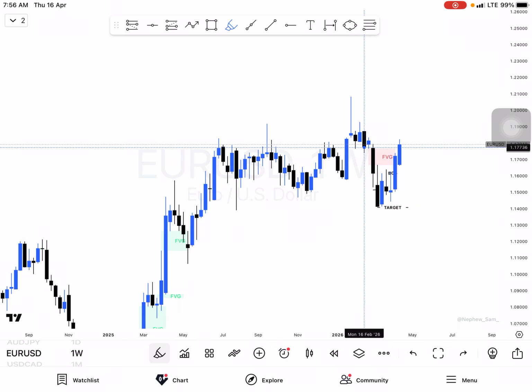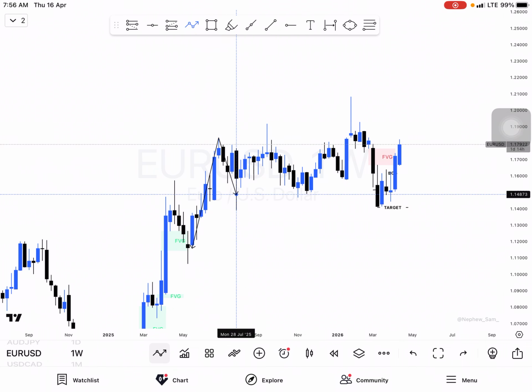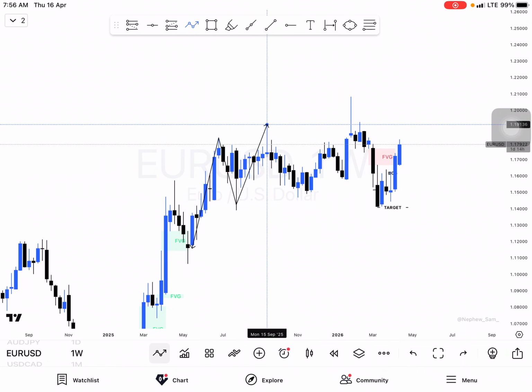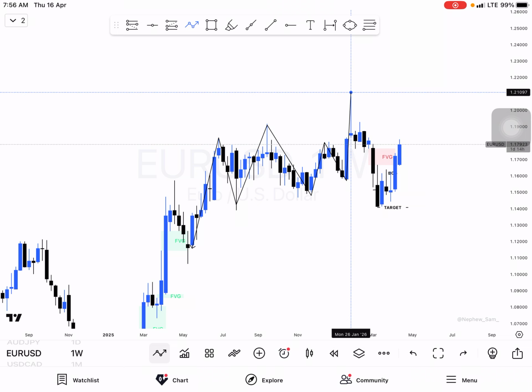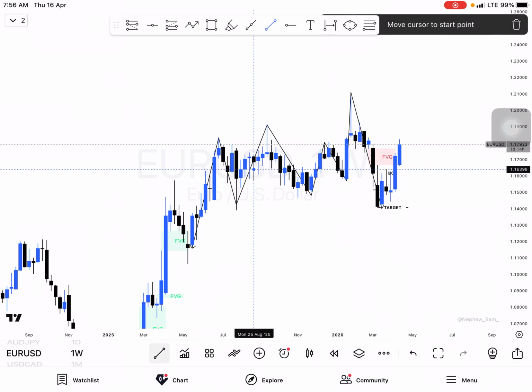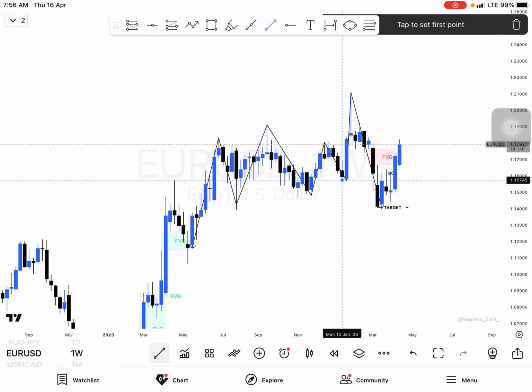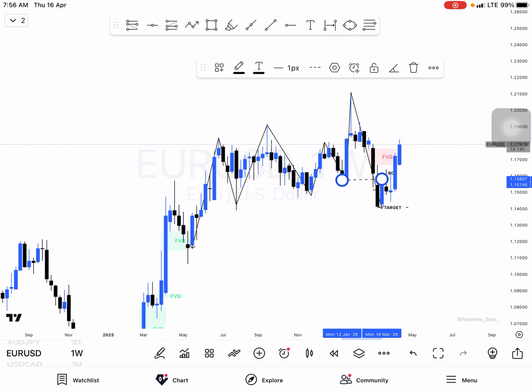Let me use this for you to understand. The market has been giving us higher highs, higher lows, higher highs, higher low, giving us this higher low here, this lower low here, and this higher high here. And what happened? Price broke this low here to give us a lower low, which means now we have a shift in structure. Now the market is heading to the downside. That's on the weekly time frame. We have this market structure shift on the weekly time frame.